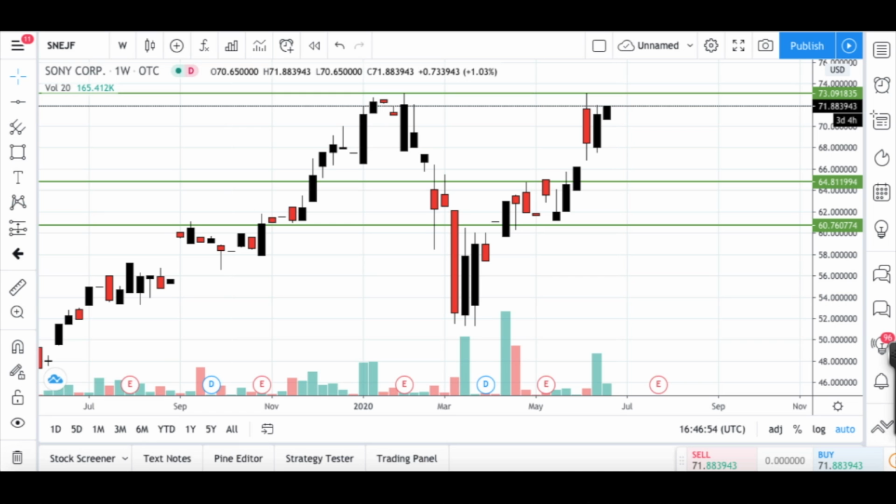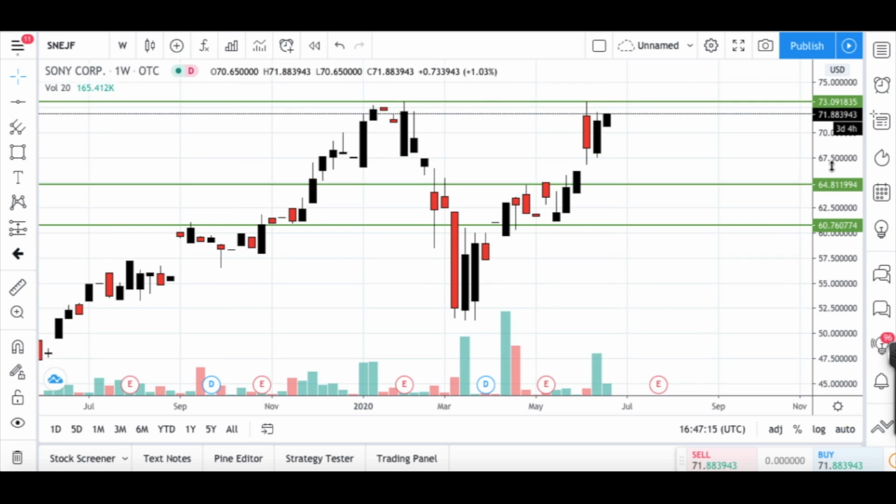This is Sony Corporation right now. We are looking at the weekly chart. Somebody in the forum mentioned that it's a great opportunity to invest into Sony Corporation. I agree. It's a good company. However, is it a good opportunity to get into a trade right now? Well, I would be really thinking hard before I would go into this trade.